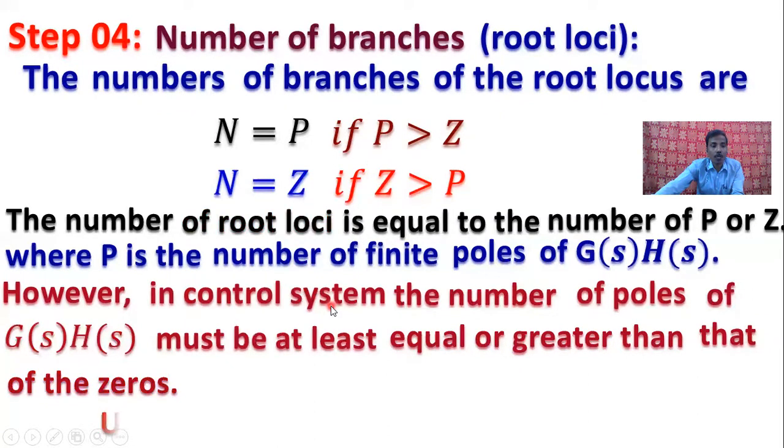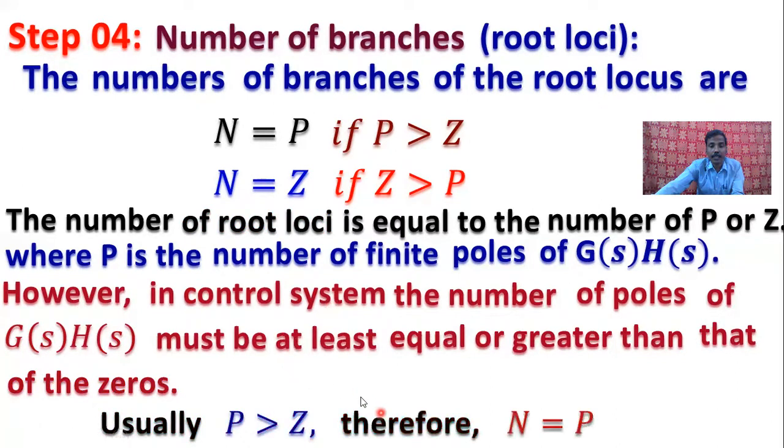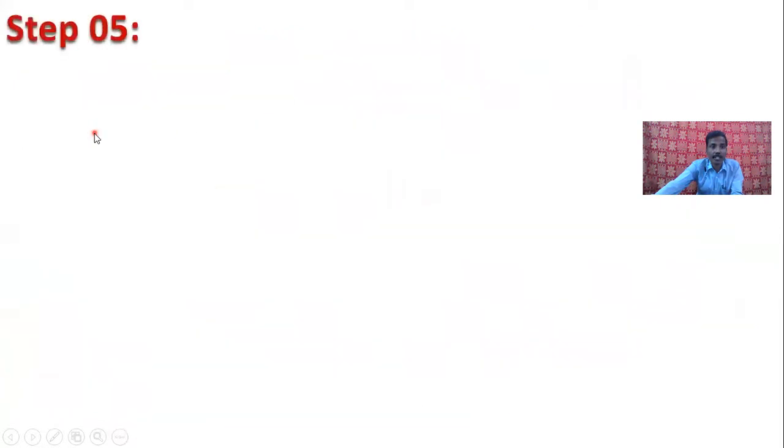This is the normal case. Usually p is greater than z. Therefore, n equals p. This is the number of branches. Definition of the number of branches.